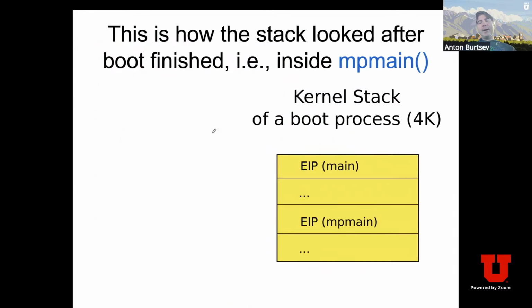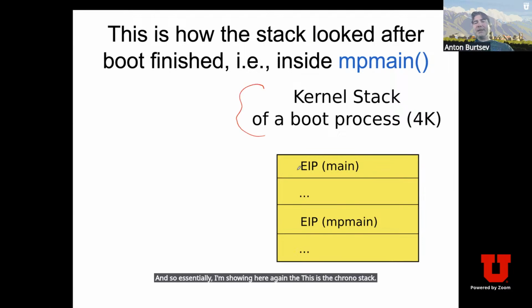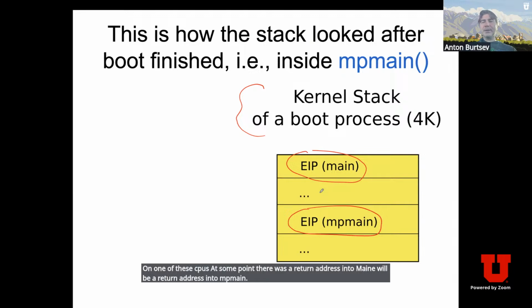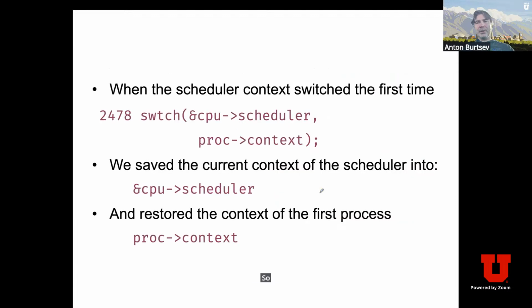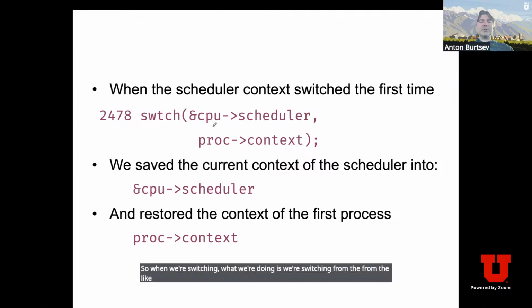And so essentially, I'm showing here again the kernel stack on one of these CPUs. At some point there was a return address into main, a return address into mpmain, but really we will never exit. We will just get back to this scheduler function, which runs this infinite loop, right? So when we're switching, we're switching from the process into the scheduler, or back. For the very first time, we switch from the scheduler to the process.